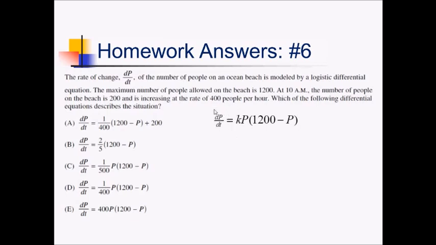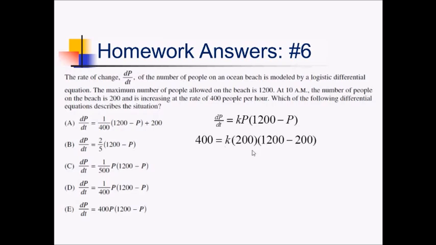Well, that's this other piece of information they gave us. At 10 a.m., and the time doesn't really matter, the number of people on the beach is 200, so that's a p value of 200, and then they said increasing at a rate of 400 people per hour. So when dp over dt is 400, we can plug in 200 for p. So we'll write 400 equals k times 200, parentheses, 1,200 minus 200. Now we just go back and solve for k.